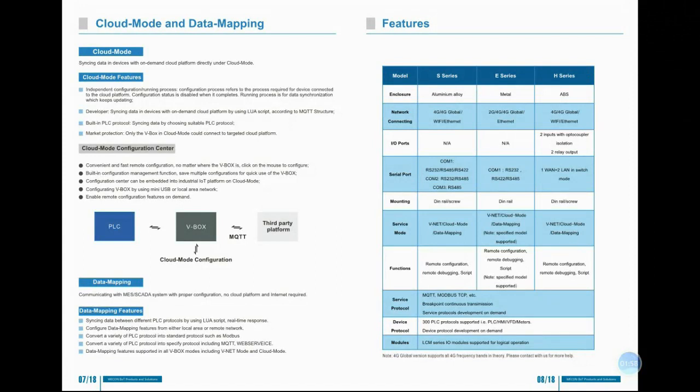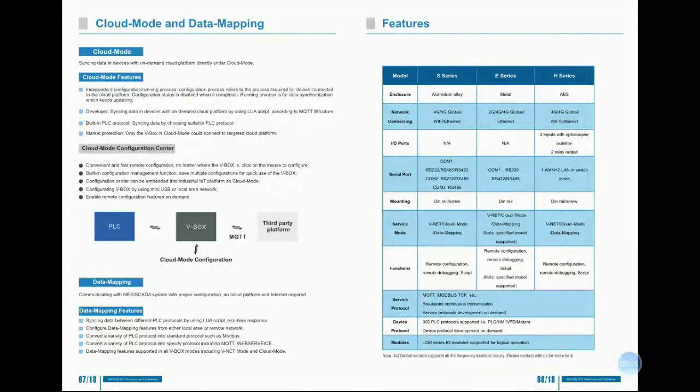So basically, vBox connects to the PLC in the normal way. The protocol can be supported, and you use VNet cloud mode to write the configuration by Lua script according to the MQTT structure. You download this Lua script to the vBox, and then the vBox starts running, and by the MQTT structure you upload the data to the platform by some instructions. This is the meaning of the cloud mode.